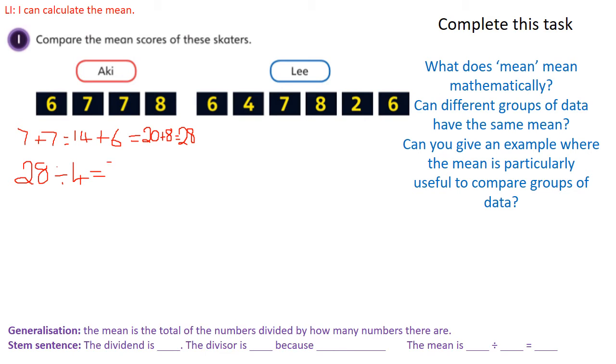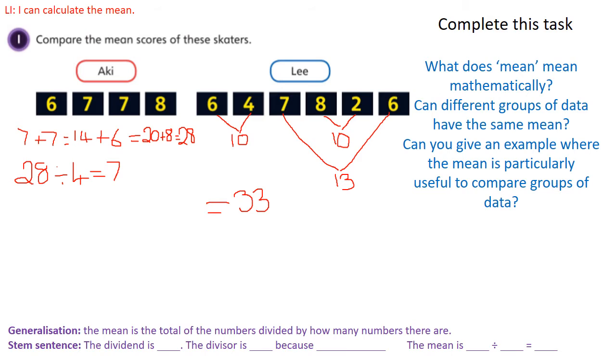It's 7. Well done, if you got that right. What about Lee? So let's add these up. Well, 6 plus 4, using my number bonds, that's 10. 8 plus 2 is 10. Well, 2 sevens are 14, so 7 plus 6 must be 13. So what do all of his scores add up to? His scores add up to 33.